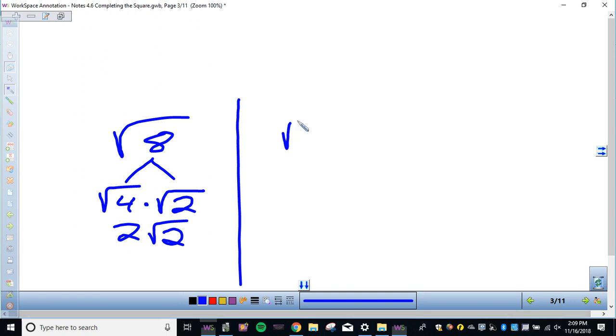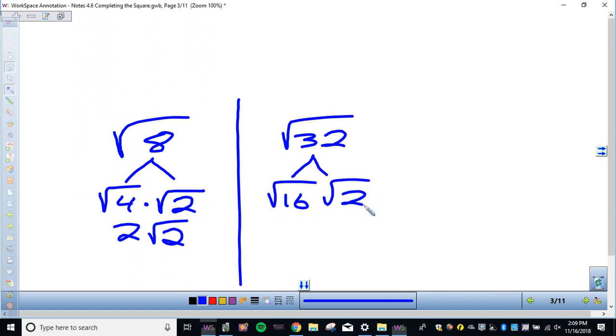We'll do another one. Let's say I have square root of 32. What's the biggest factor of 32 that I can evenly square root? 16. So 16 times 2 is the square root of 32. The square root of 16 is 4. Square root of 2.